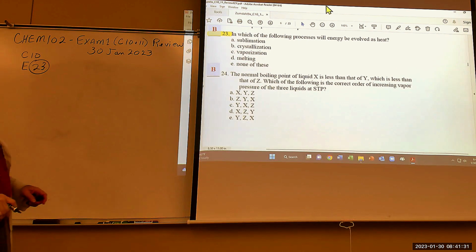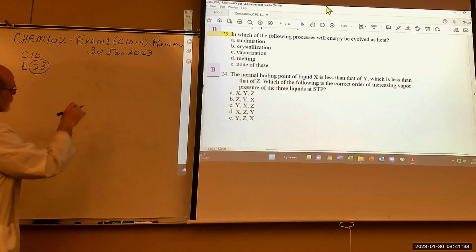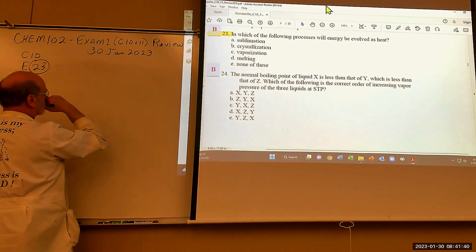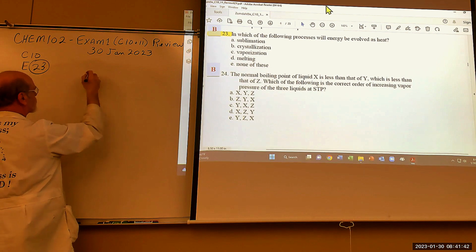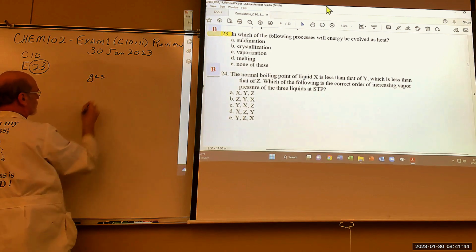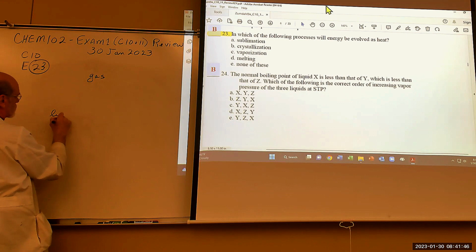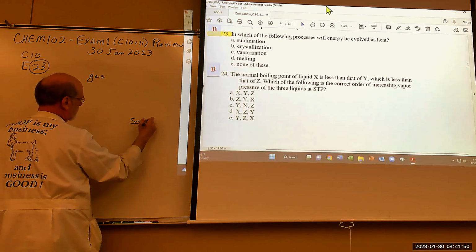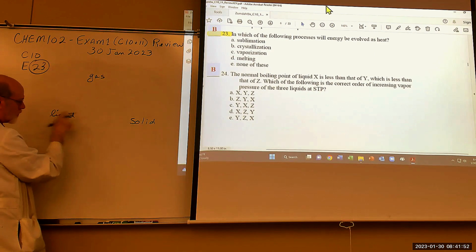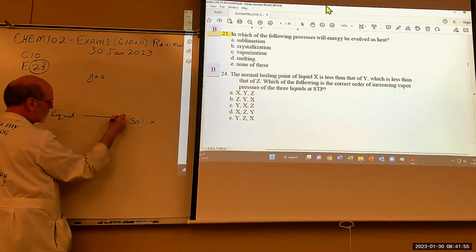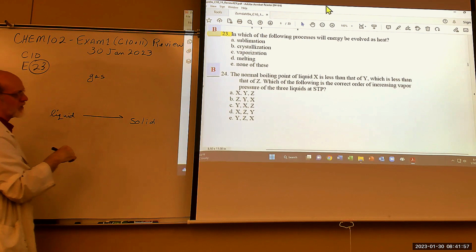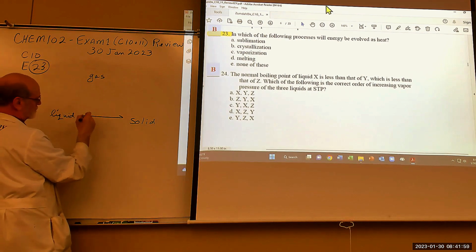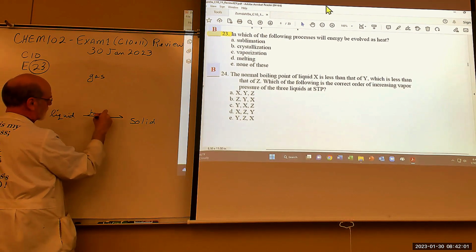In which of the following processes will energy be evolved as heat? Okay. So let's put gas up here, liquid down here, and solid over here. So we can go from liquid to solid. Right? That's known as freezing or fusion. Freezing's okay.